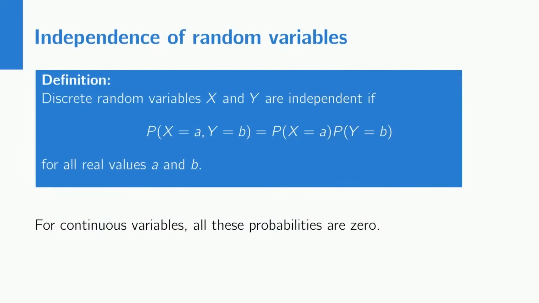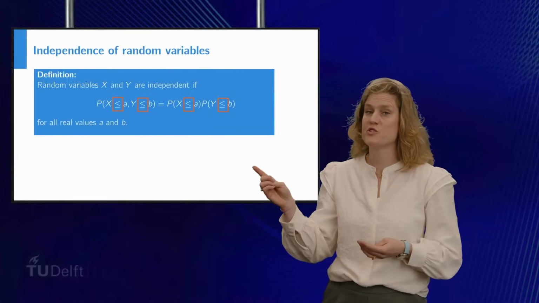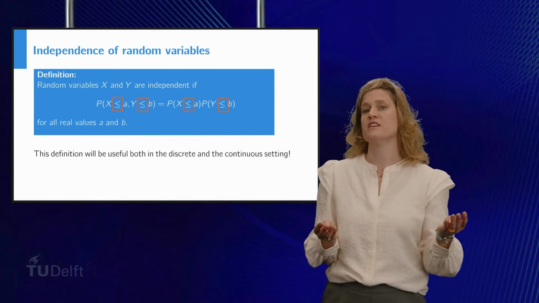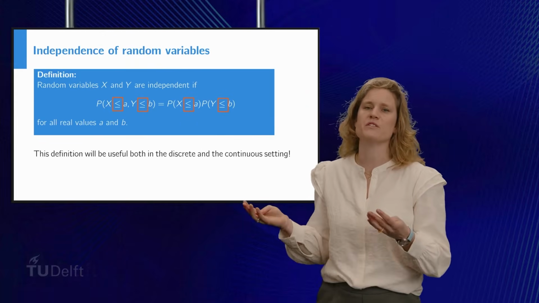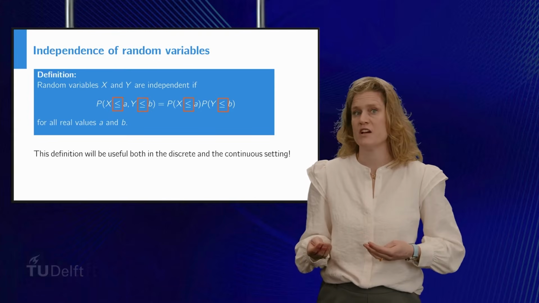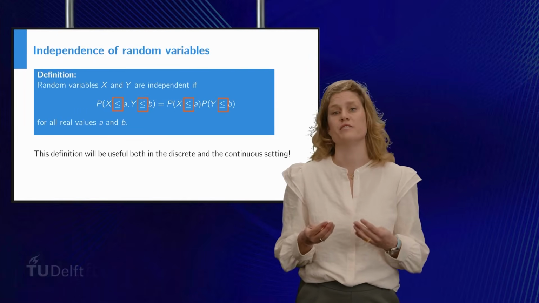Unfortunately, for continuous random variables, all these probabilities are 0. So the equation would always hold, and then this would be a useless definition. However, inspired by the distribution function, maybe we can still use this, but now with inequalities rather than equalities. Notice the small change in our definition. This will allow us to cover both the discrete and the continuous setting with this single definition. Of course, if we define independence in two different ways, as we just did for the discrete case, we should check whether these two conditions are equivalent.